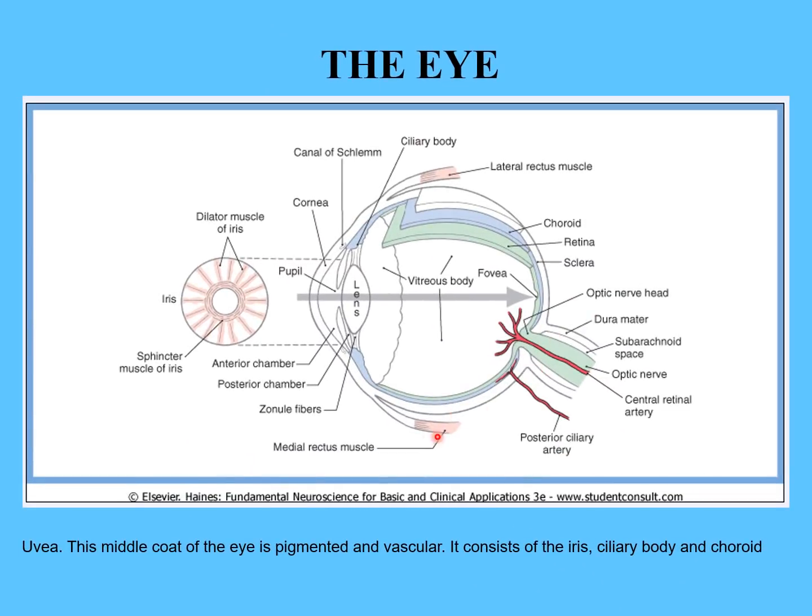We can see then the middle coat of the three, and that is the uvea. The middle coat is pigmented, and it includes the iris that we see right here, and the ciliary body that we see right here, as well as the choroid, this blue shell that is highly vascularized and extends as far as the retina extends.